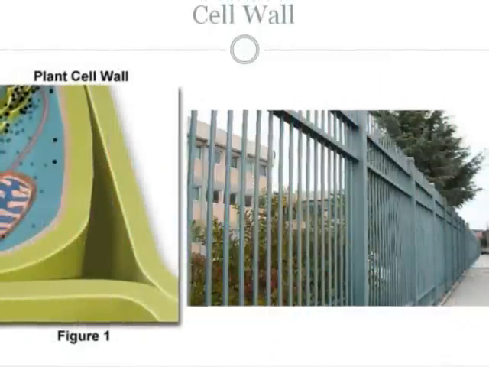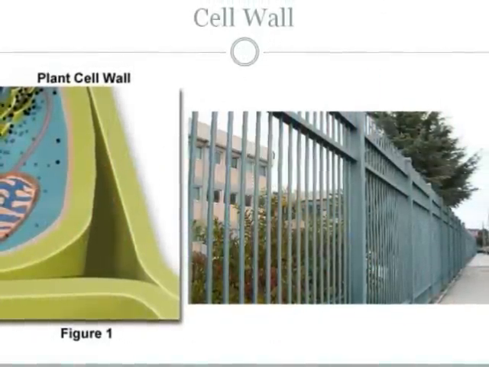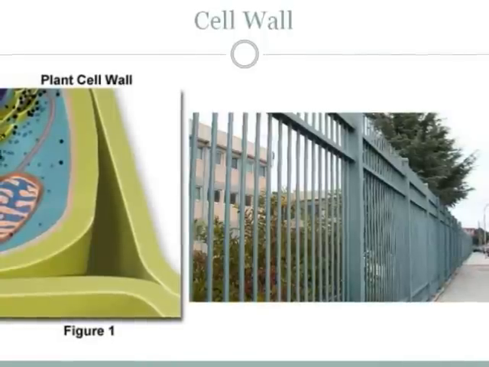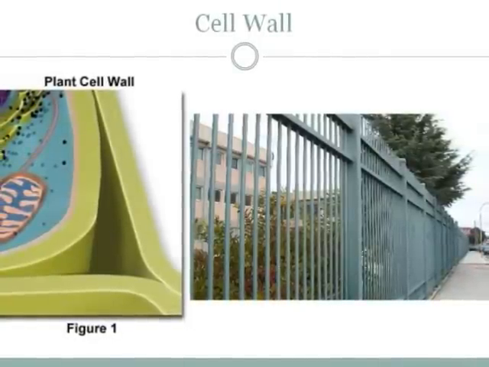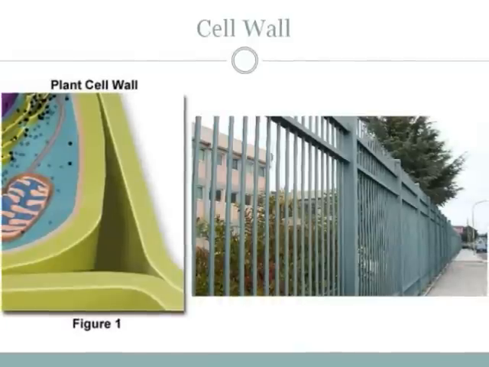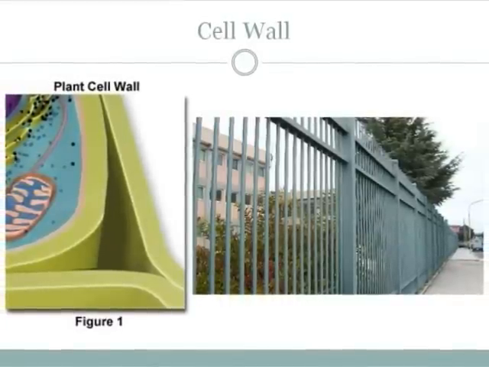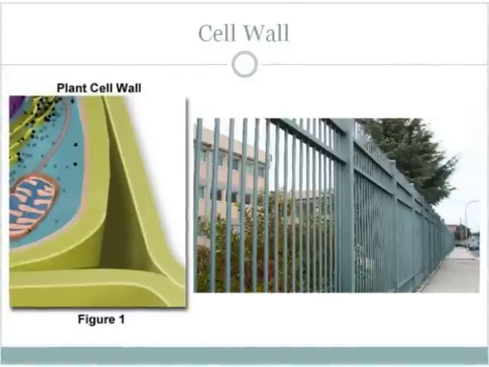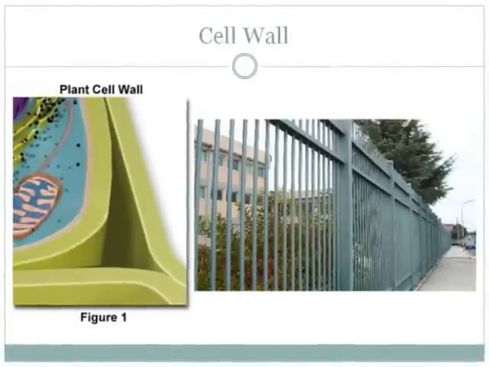The cell wall is a protective barrier around the cell. Not all cells have a cell wall. Only plant cells and bacterial cells have cell walls. The cell wall can be compared to a fence around a school. Not all schools have fences, but fences form a protective barrier around the school.